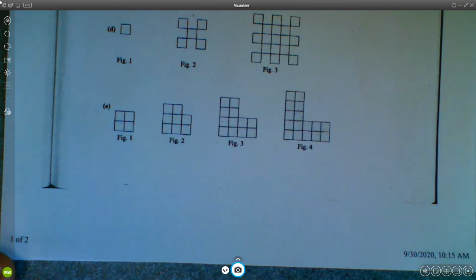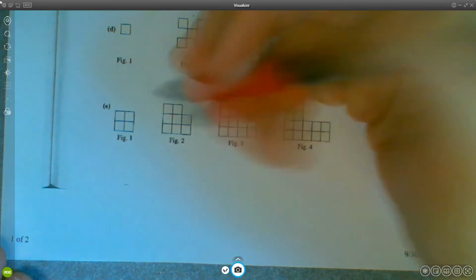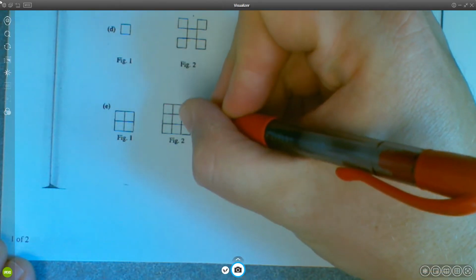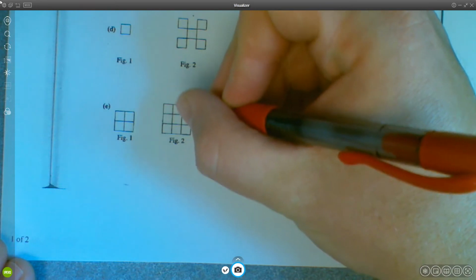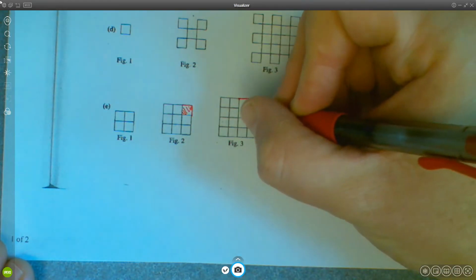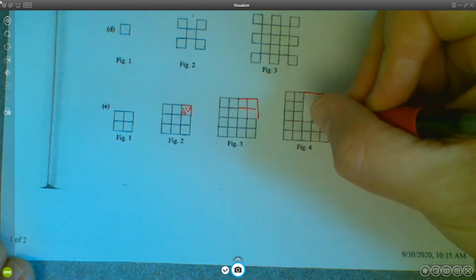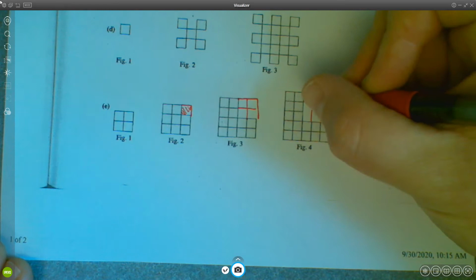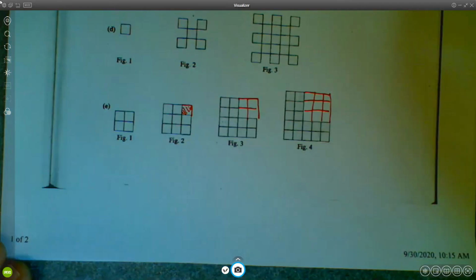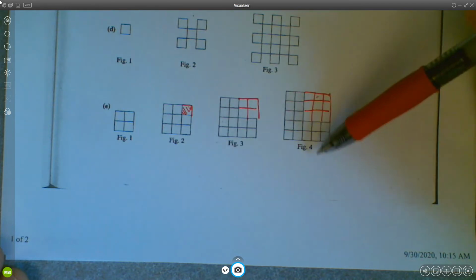Here's another way. You could do it by sort of filling in the missing square like we've done in the past, right? So imagine just sort of completing this square and keeping in mind that that one's actually missing, and doing the same thing here and the same thing here. What I notice is that the thing that's missing is always a square. It's a 3 by 3 in the case of figure 4.